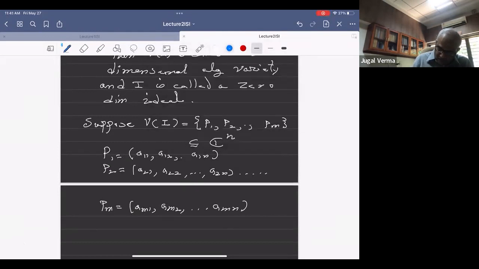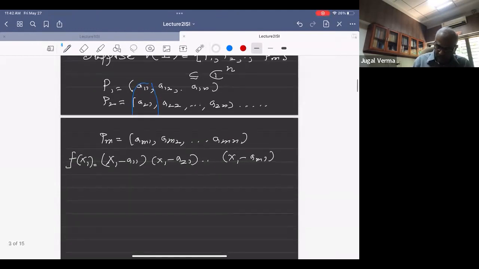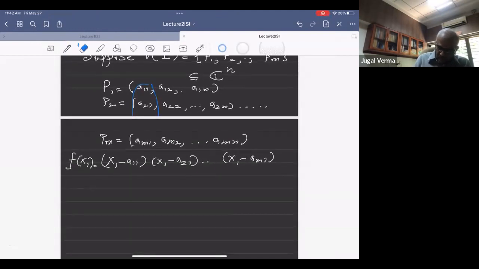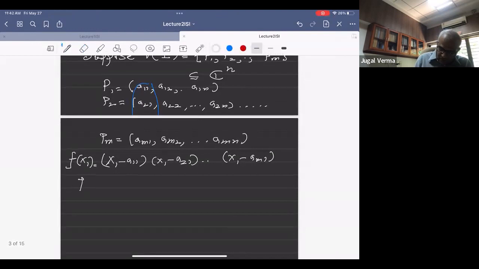So take the first coordinates, all these first coordinates. Then consider the polynomial (x1 - a11)(x1 - a21)...(x1 - am1). This is a polynomial in the variable x1 alone. Now this polynomial, when I evaluate at any point in my variety, gives me 0 by construction.